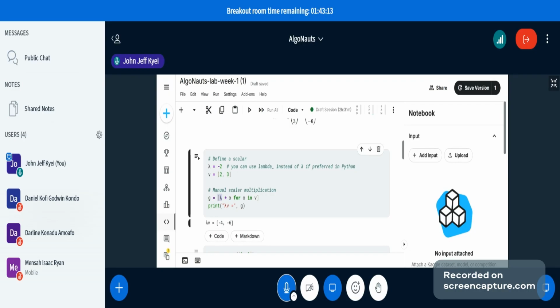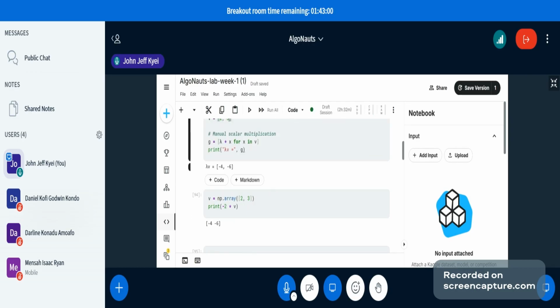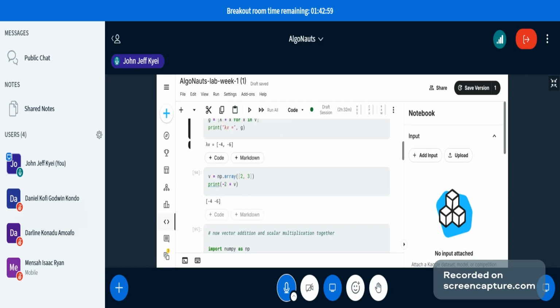So for x in the values of V, so that even if this increases, it's still going to multiply through, and not just the first two or the first three. And with arrays it's simpler. It's just normal minus 2 times V, because it already knows that it's going to multiply through. So that's the main difference.